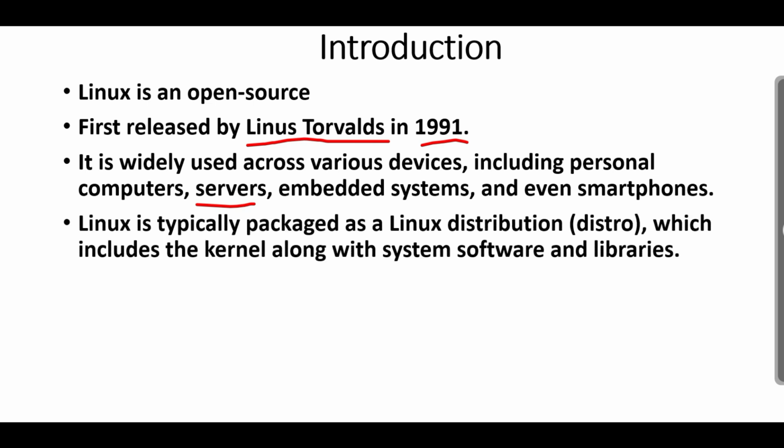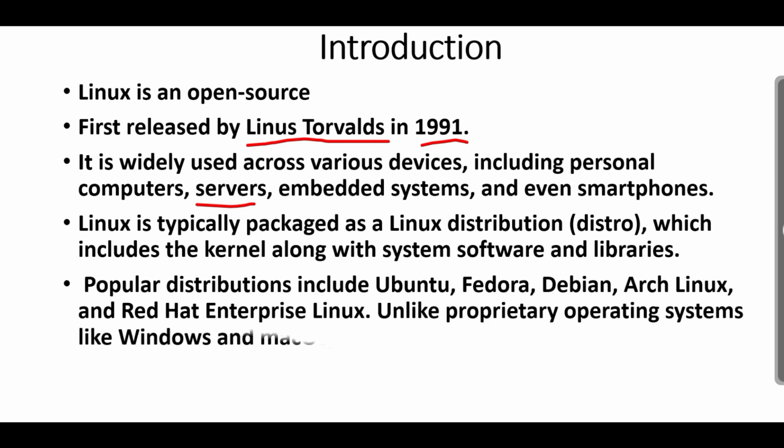Linux is typically packaged as a Linux distribution, which includes the kernel along with system software and libraries. You know, every operating system needs its library files and software. So here we call the kernel the heart of the operating system. Okay, we will discuss more about the kernel part when we discuss architecture.